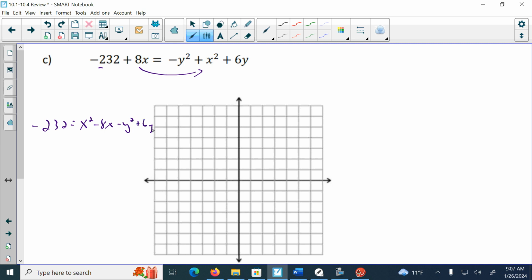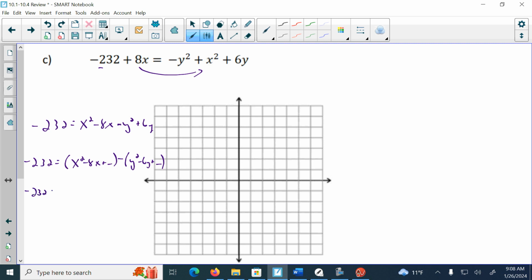Then I'm going to complete the square. So when I do that, I have this -232. x, I can't factor anything else. I'm going to do x squared minus 8x plus something. Here I'm going to factor out this negative sign. So when I do that, this will be y squared minus 6y and then plus something.